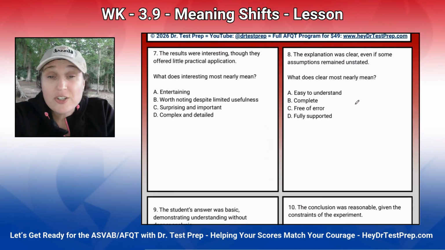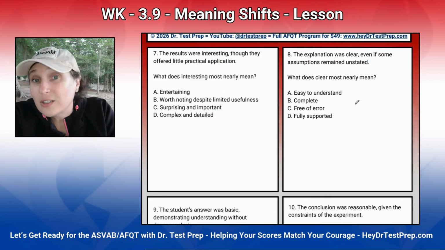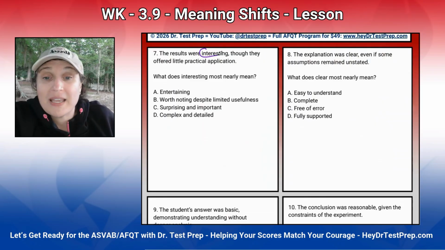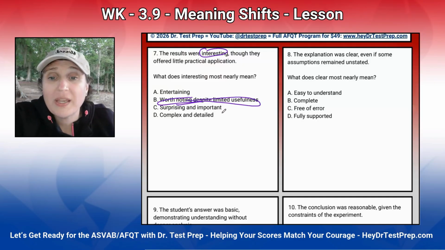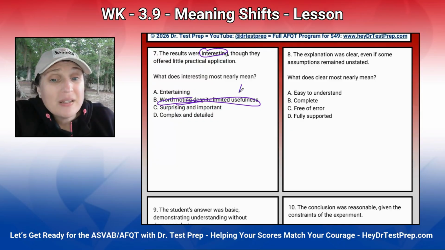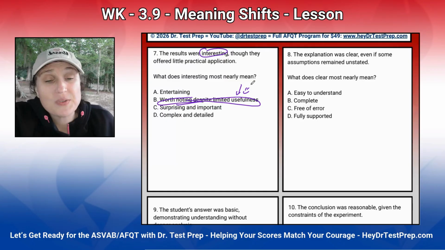The results were interesting, though they offered little practical application. So interesting is like, oh, cool. So it's worth noting, but there's nothing that we can do about it. Okay. If it was important, then we could apply it, but we can't apply it. So it was interesting, but not very useful.